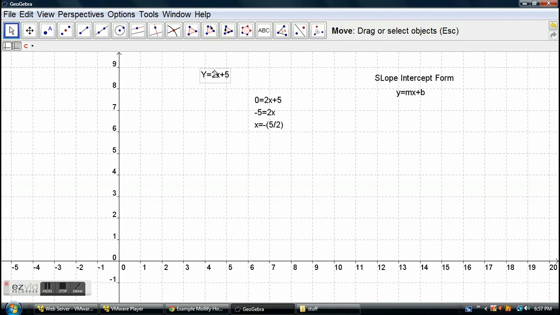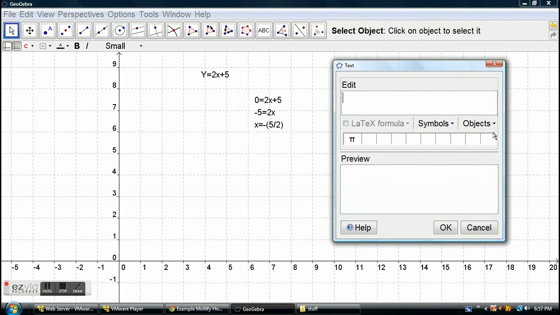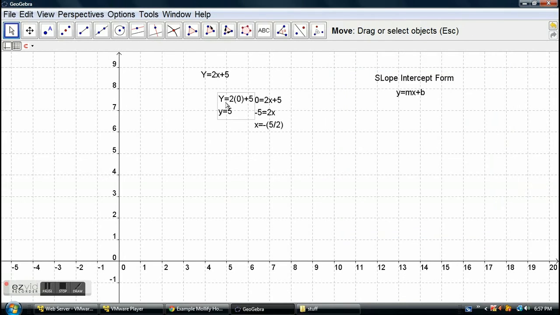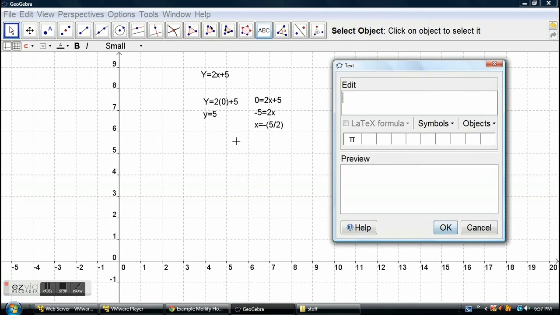And now we're going to solve for the y. This one's a lot easier. You just plug in 0 for x, solving for y, so it's going to be y equals 2 times 0 plus 5. 2 times 0 is 0, so y equals 5. So your y-intercept is 5, and your x-intercept is negative 2.5.